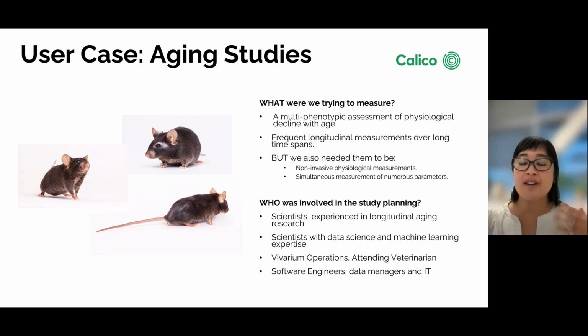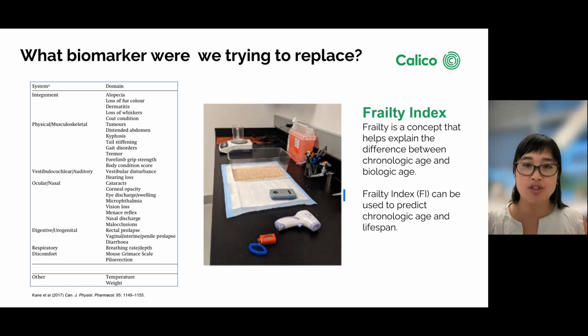And we wanted at a fundamental level to understand what is it that we're trying to measure. And in this case, it was distilled into a multi-phenotypic assessment of physiological decline with age. We wanted to be able to do frequent longitudinal measurements over long time spans. So for those of you who work with aging models, sometimes it takes years to see these phenotypes in decline in health. But we also needed them to be non-invasive, right? Like we couldn't have readouts that required serial large blood sampling.